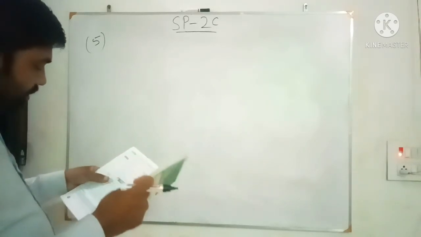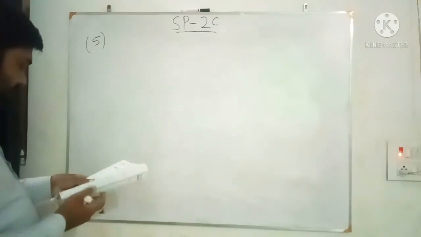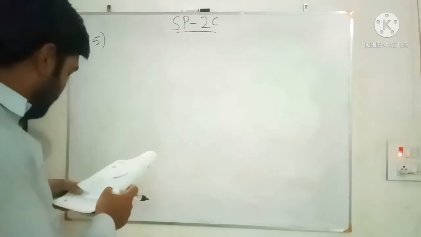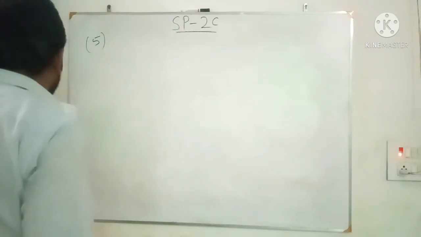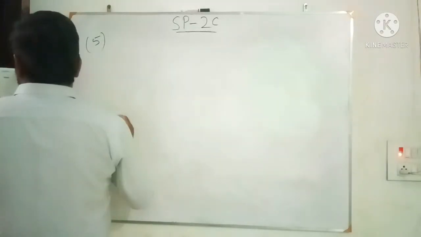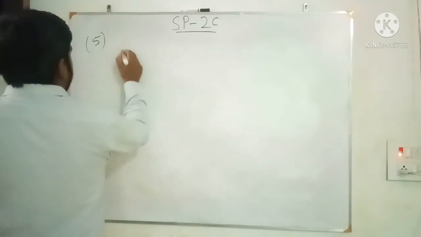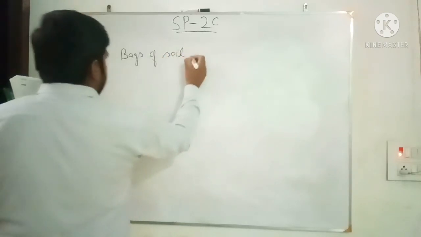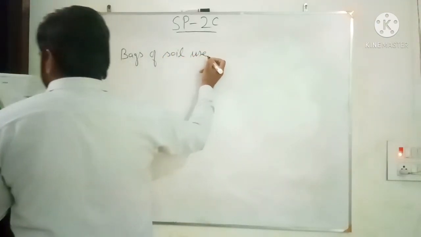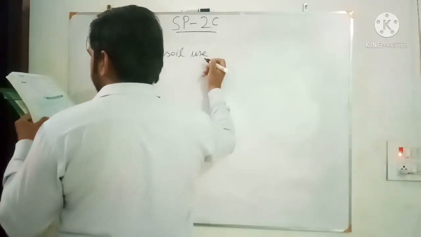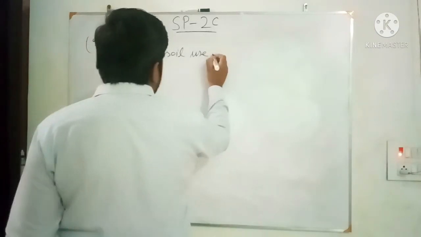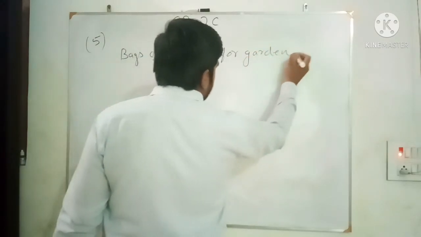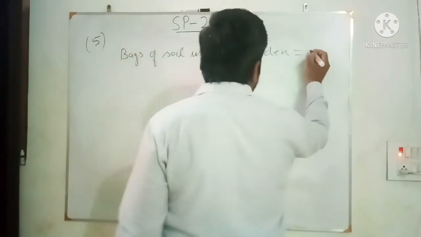So what you have to do in this question? We have to multiply the given fractions. Ravi used 1 2 by 5 bags of soil for his garden. So bags of soil used for garden: 1 2 by 5.